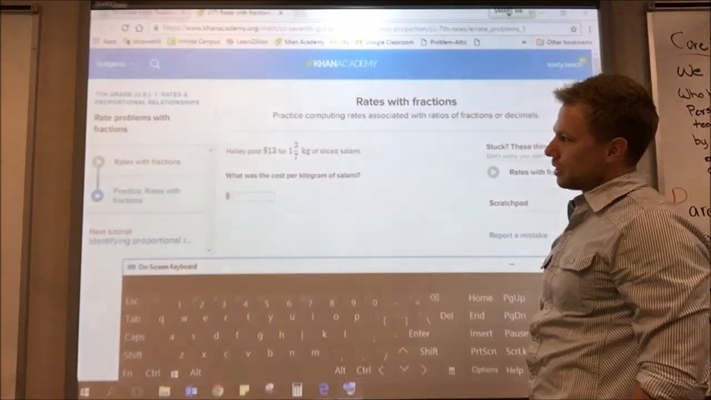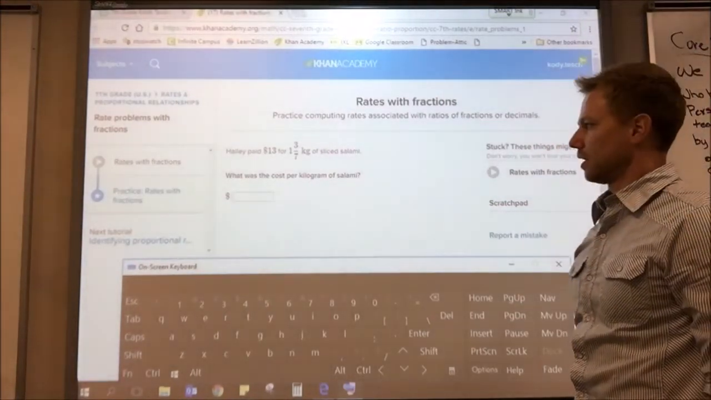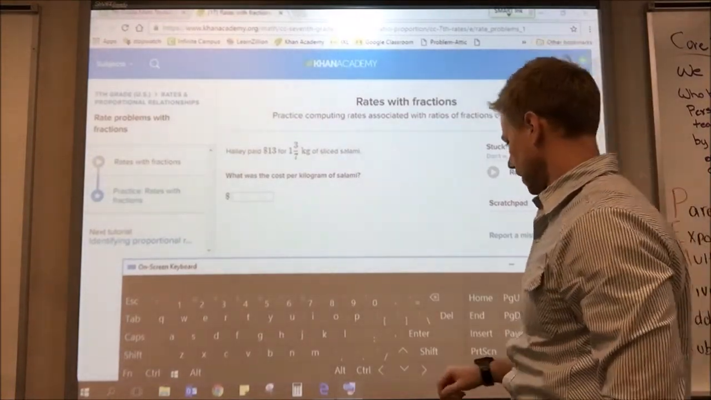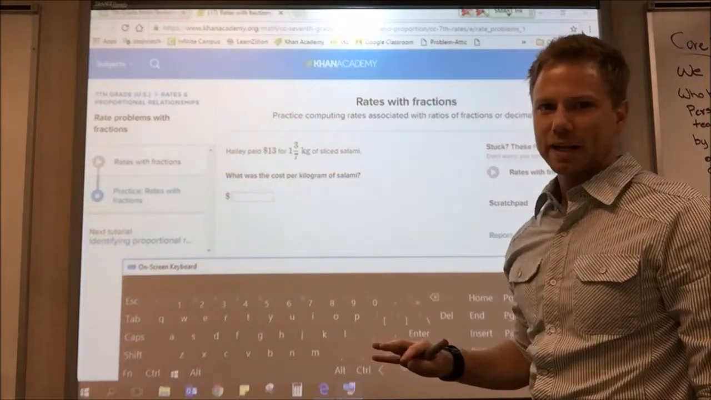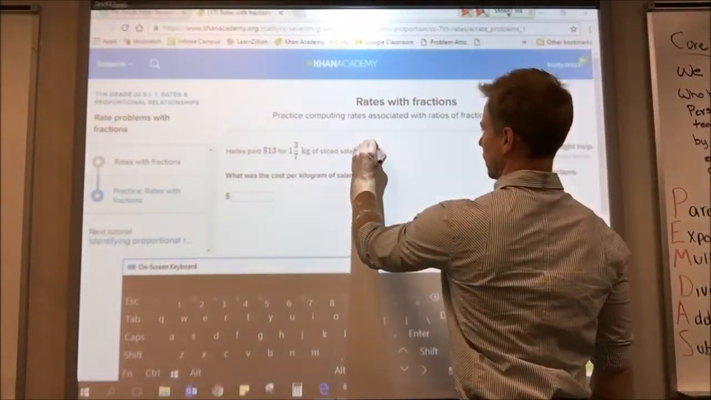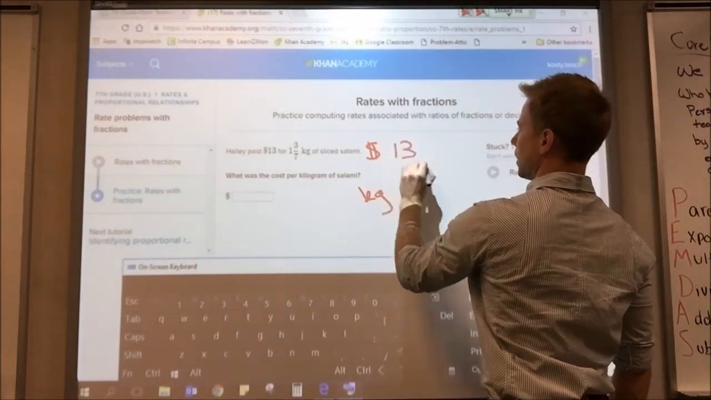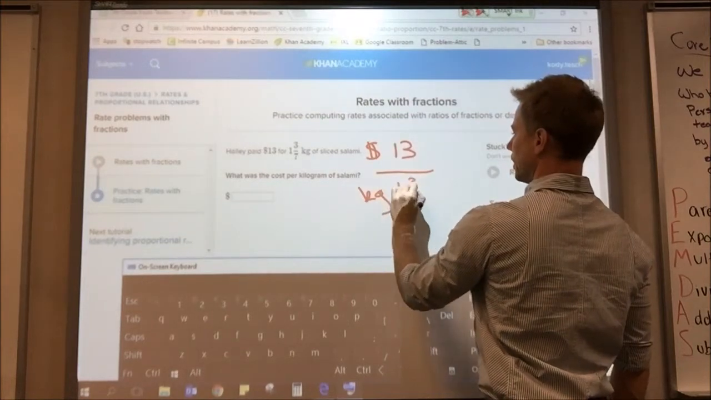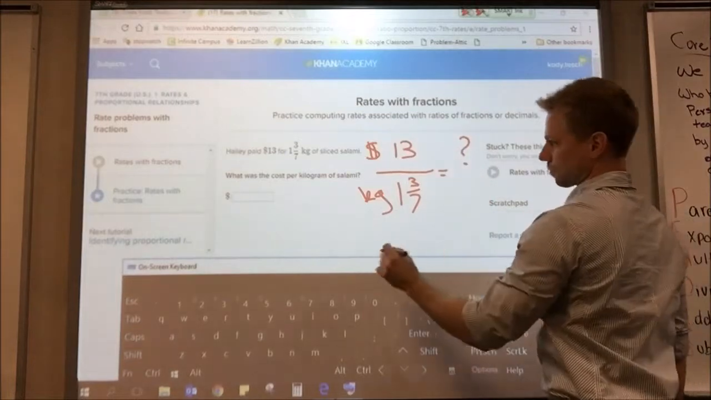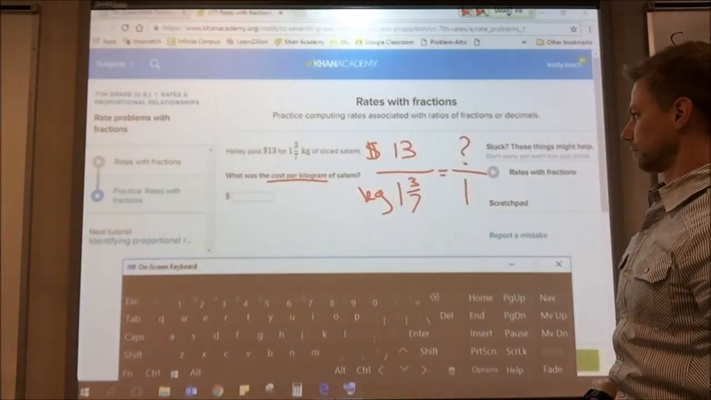All right, Hallie paid $13 for 1 3/7 kilograms of sliced salami. What was the cost per kilogram of salami? Now we have some more complicated numbers, but we're going to set up our proportions the exact same way. So our labels are money and kilograms. We have $13 for 1 3/7. What is it going to cost us? It says per kilogram. So for 1 kilogram.